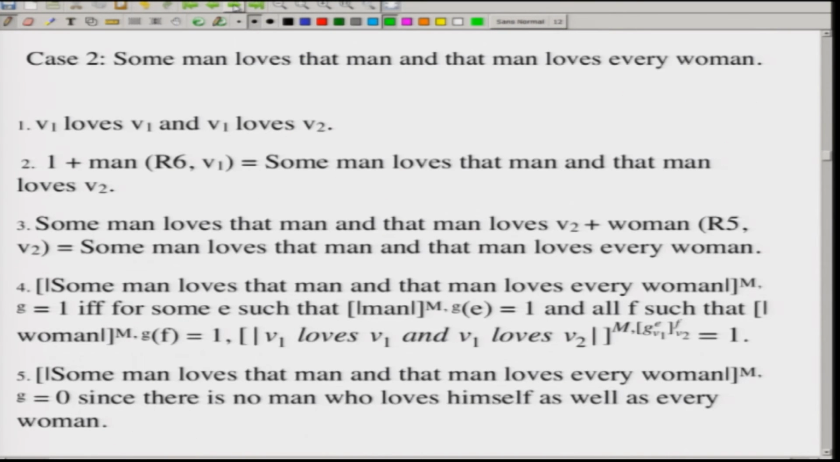Sometimes the stylus doesn't work very efficiently. Anyways, as I said, here the derivation starts here, that is V1 loves V1 and V1 loves V2. So there is kind of a repetition, and then we apply rule 6 to V1 and we add man to it, and what is the result? We get this sentence: some man loves that man and that man loves V2.